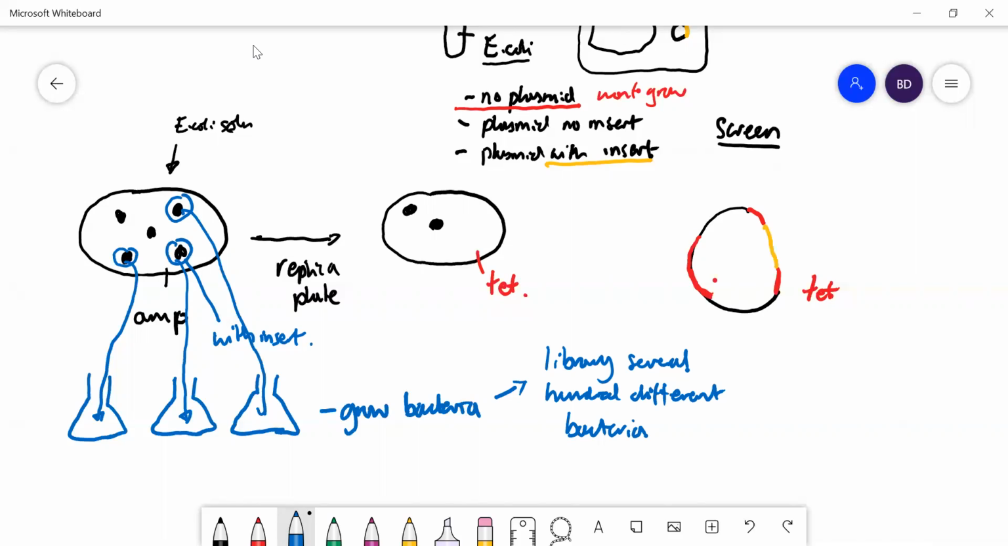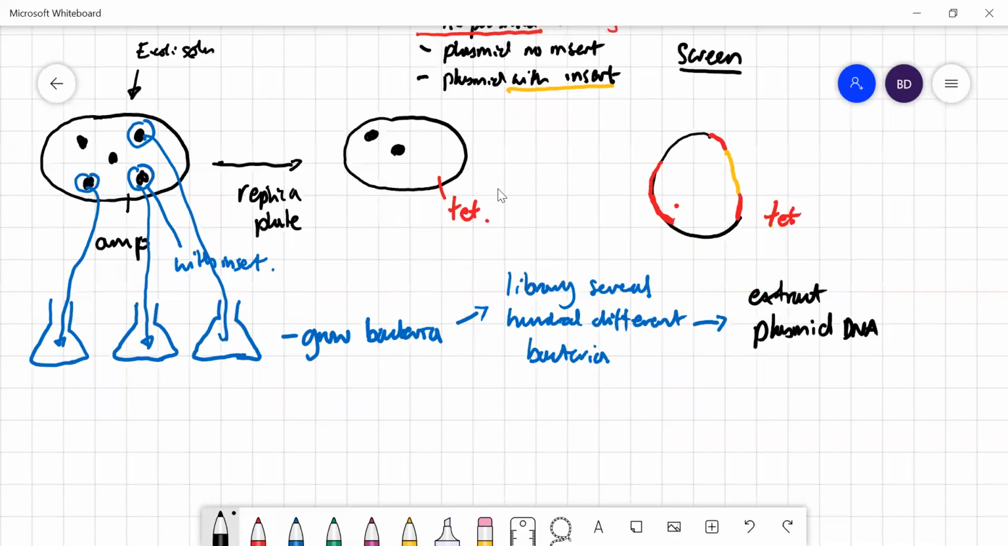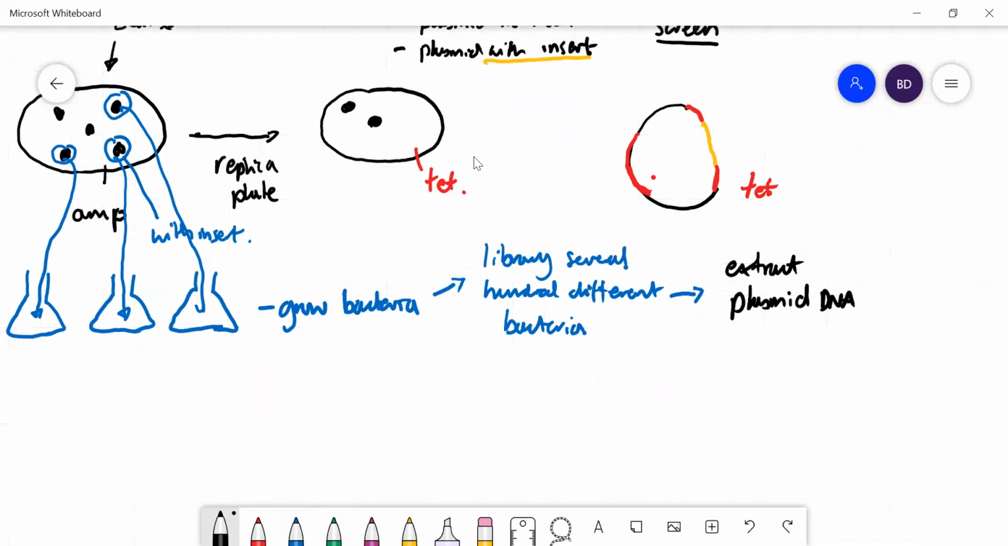So you grow it up, and then you've got to extract the plasmid DNA. So you chuck away most of the DNA. You lyse the bacteria. You get the DNA, and you can separate the plasmid DNA. It's got a slightly different density to the chromosomal DNA, and that's what you're interested in. And of course, then we need to chop out our bit of DNA we're interested in.